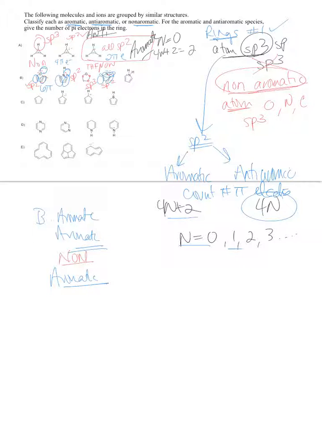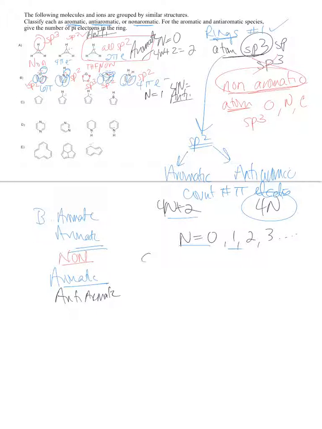Okay, so let's look at the next system here. Each atom is sp2, and now we count the pi electrons. And nitrogen doesn't have a lone pair. You see this plus charge with 2 hydrogens? It has no available lone pair. So here we just have 4 pi electrons, and 4, that's where n equals 1. So 4n would be anti. So this is anti-aromatic.